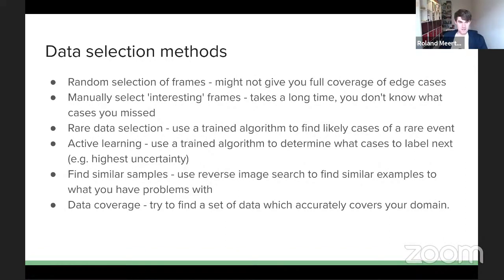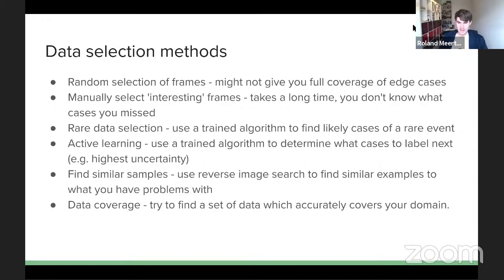Then there's the rare data selection. You can use a trained algorithm to find likely cases of a rare event. So for example, you could build a detector which can detect bikes, and then you just take all of your unannotated data and say, show me all the images where there might be a bike.